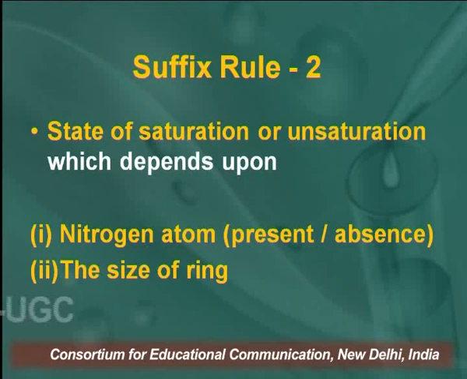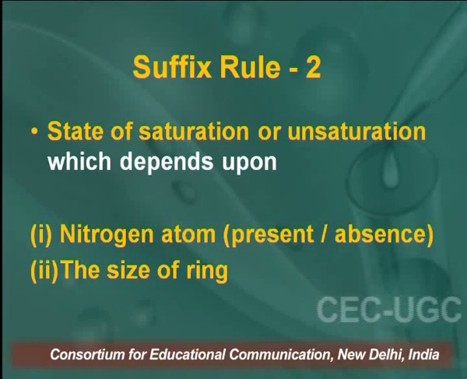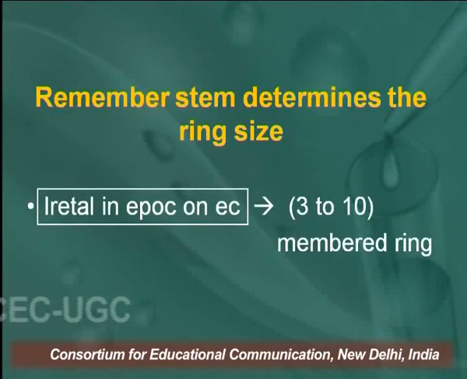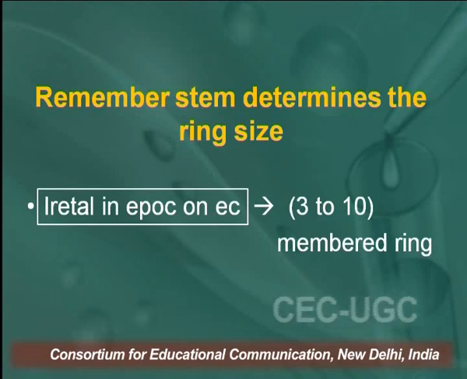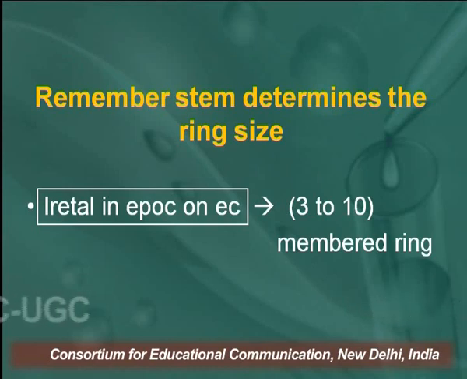the state of saturation or unsaturation, it depends upon two things. One is nitrogen absent or present, whether the ring contains nitrogen or does not contain nitrogen. So, the absence or presence of the nitrogen atom and the ring size. So, remember the stem determines the ring size. Here 'Eritrol in epoch on ec'. It is for 3 to 10-membered rings.